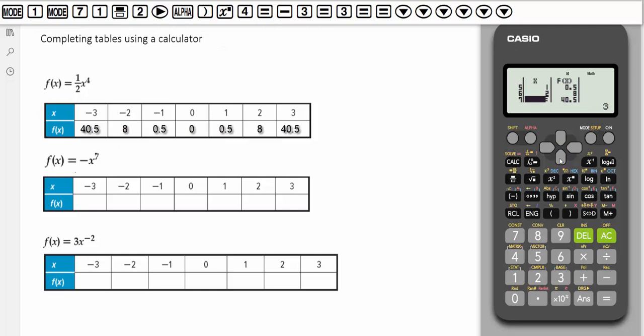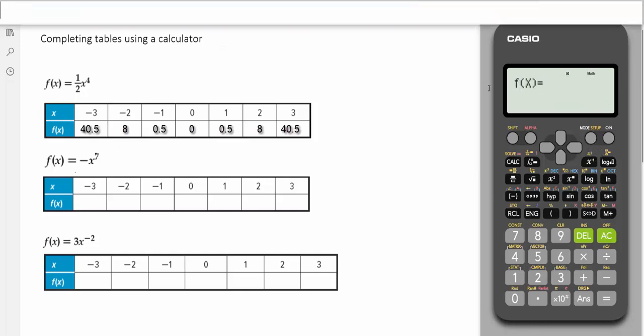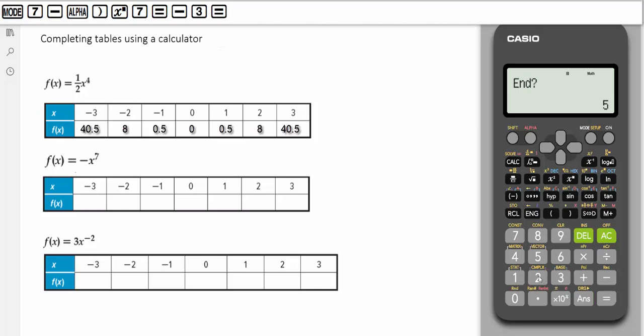Now, let's talk about the next function, which is -x to the power of 7. So, again, we can click on Mode, if you don't see it, Mode 7, and then just type in the equation, which is -x to the power of 7. Hit on equal. We're starting again from -3, ending at 3, and each step is 1.